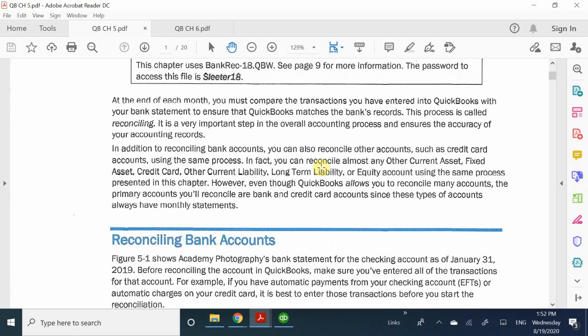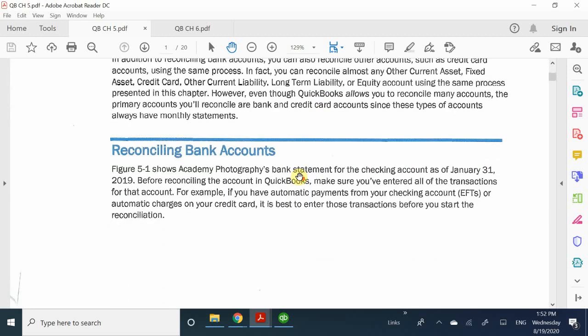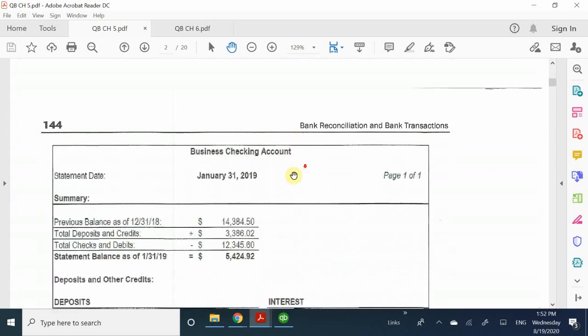And another thing too is we're going to be looking at inventory, and you do need to adjust it, especially if you're not using, especially if you're using other forms of methods to keep track of it. Okay. All right, so let's go ahead and take a look at our bank reconciliation.